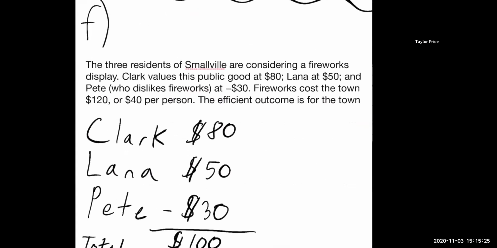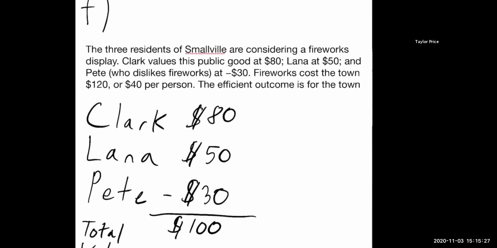Okay, and so for the final one, it was a question from one of the homework assignments. Three residents of Smallville are considering a fireworks display. The first individual, Clark, values this public good at $80. Lana values it at 50. And Pete, who dislikes fireworks, values it at negative 30. Fireworks cost the town $120, or $40 per person.